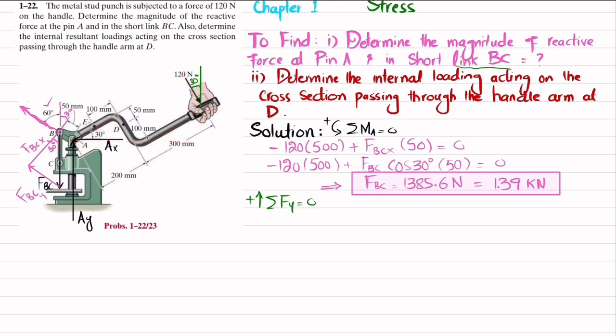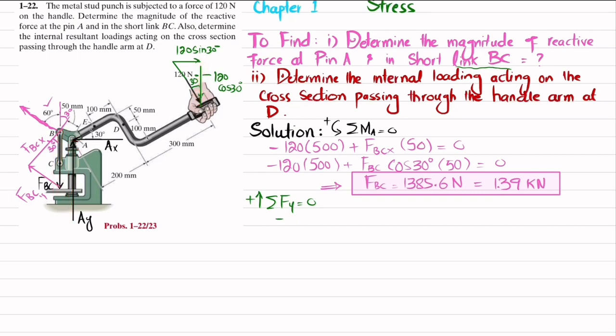So now this 120 will have two components, one is this component and the other one is this component. This component is equal to 120 into sine of 30 degrees, and this component will be 120 into cos of 30 degrees. So now you can see this is the vertical force, this is the vertical force, and this is the vertical force, and their sum must be equal to 0.